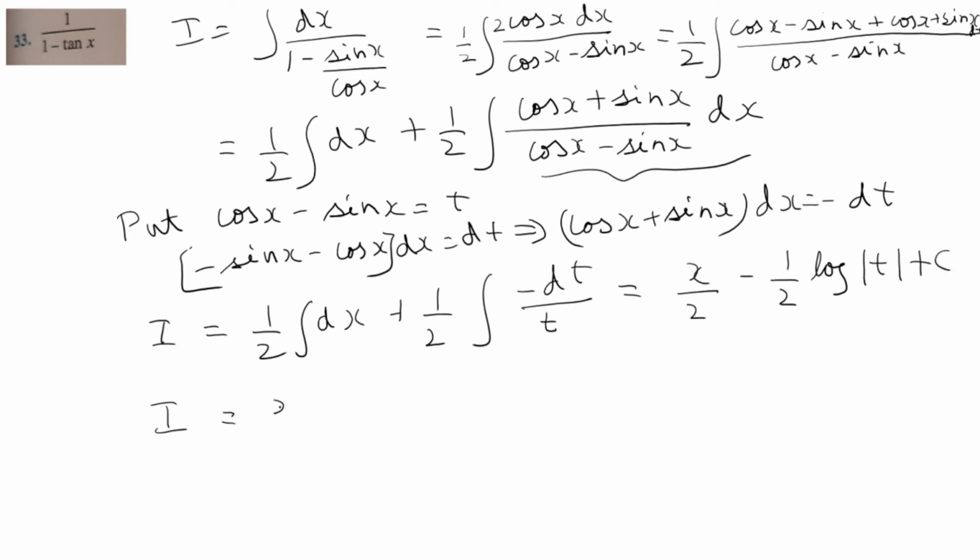Let us substitute I in terms of x. So I is equal to x by 2 minus half log mod t is mod cos x minus sin x plus c. So the answer for 1 by 1 minus tan x is I is equal to x by 2 minus half log mod cos x minus sin x plus c. The next question is square root of tan x divided by sin x cos x. Here also we cannot do substitution directly.